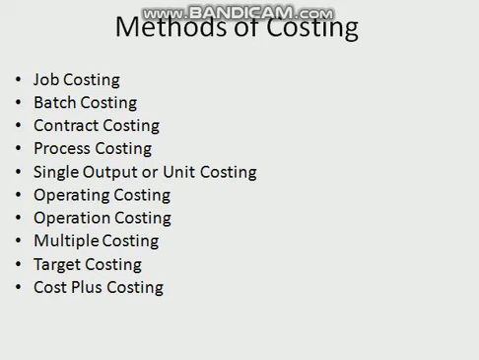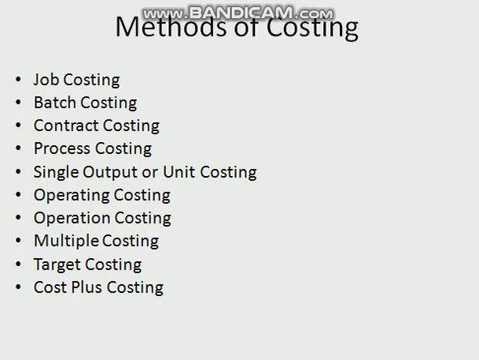So process costing is one of the methods for which we will be doing practical questions. Single output or unit costing is also a method for which we will be doing practical questions. It is given in quite detail in your book. And job costing and contract costing, for which we will be doing practical questions. We will be making the contract account, and we will be ascertaining the cost of each and every contract.